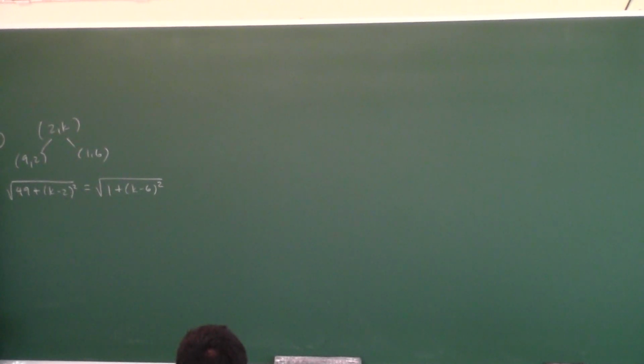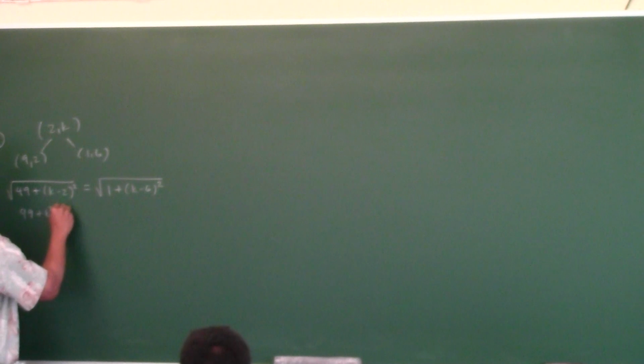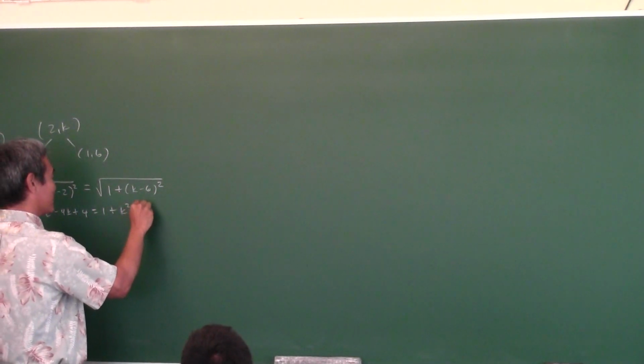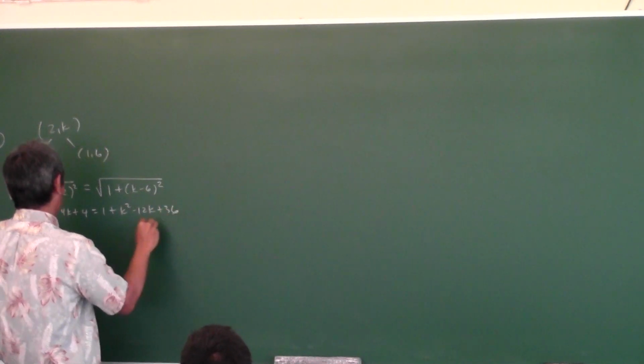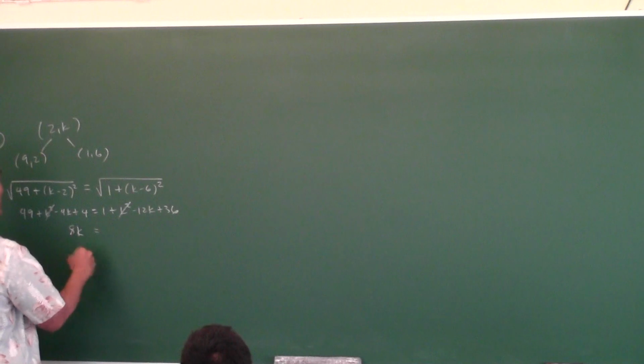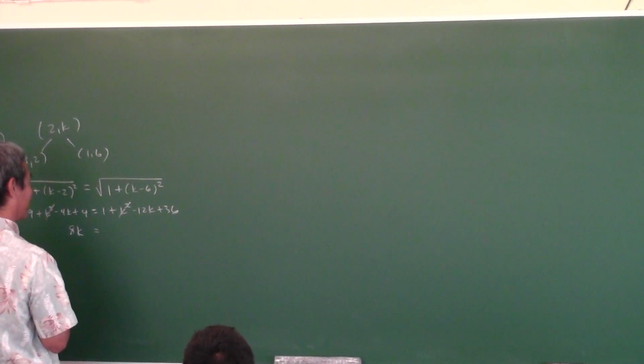It's just algebra 1. You guys can take it from there without fumbling, right? Just square both sides, or do you need me to do the algebra? Okay, look. 49 plus k squared minus 4k plus 4 equals 1 plus k squared minus 12k plus 36. Oh, the k squareds cancel out! And so you're going to have 8k equal to, what is that, 37 minus 54.